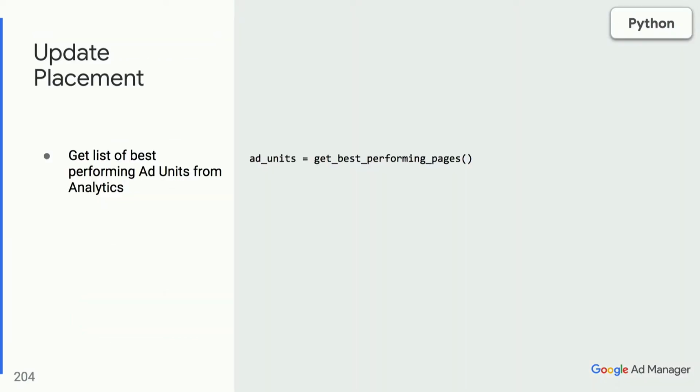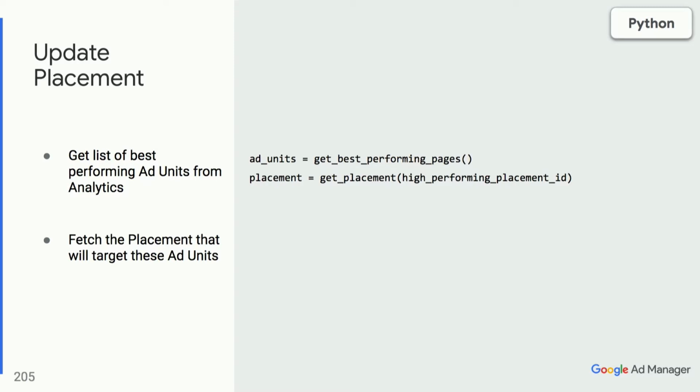So first, I've just defined a function to get the best performing pages. The reason I'm not including the code here is because there are multiple APIs with Google Analytics that you can use. There's a real-time reporting API to get more up-to-date data. So which one you use depends on your use case. But let's just assume that we have the list of high-performing ad units. Let's see on the Ad Manager side what needs to be done.